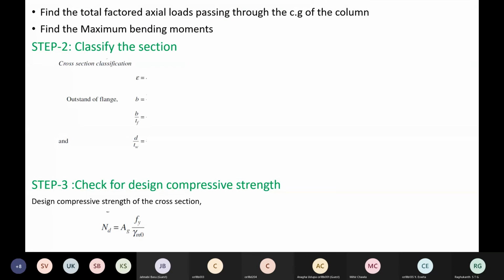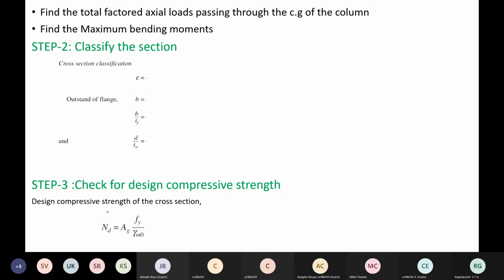After that, we'll calculate the total factored axial load passing through the CG of the column. That is the total force we will get by adding up. Next, we have to find out the maximum bending moments at both major and minor axes. Then we have to classify the section as we have already done multiple times. That epsilon we know, root over 250 by Fy. B by TF and D by TW criteria will give us the section class.